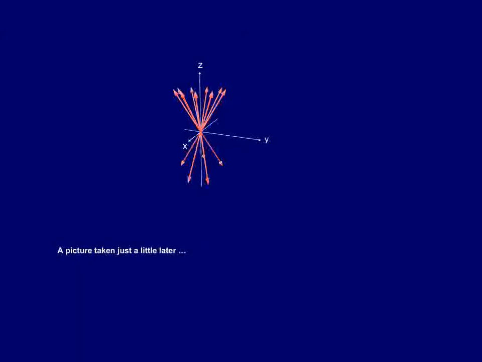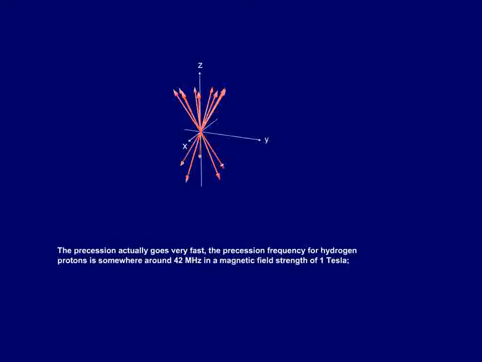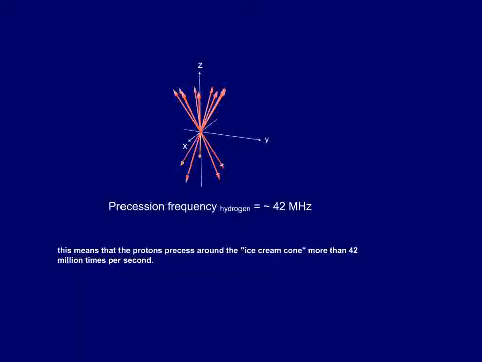A picture taken just a little later shows the protons in different positions because they precess. The precession actually goes very fast. The precession frequency for hydrogen protons is somewhere around 42 megahertz in a magnetic field strength of 1 Tesla. This means that the protons precess around the ice cream cone more than 42 million times per second.